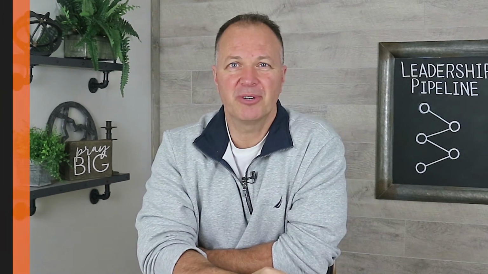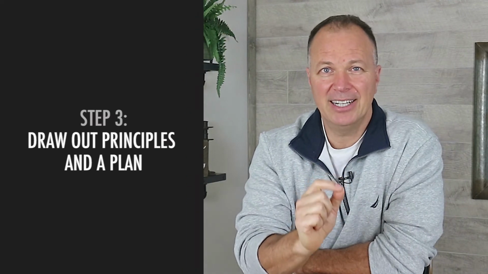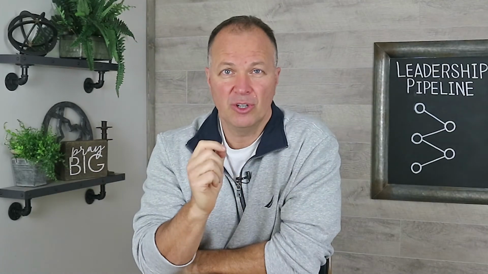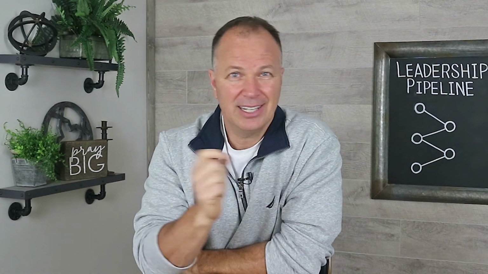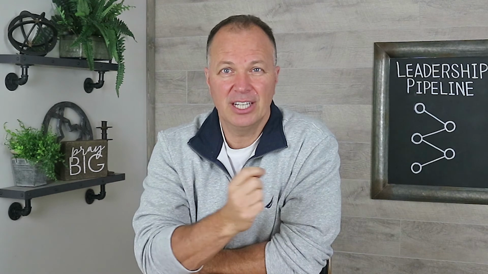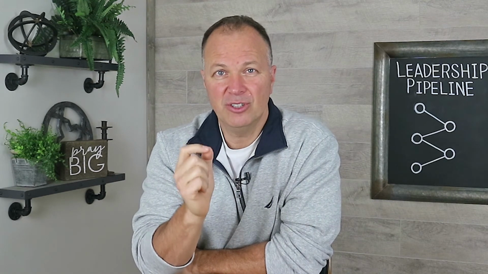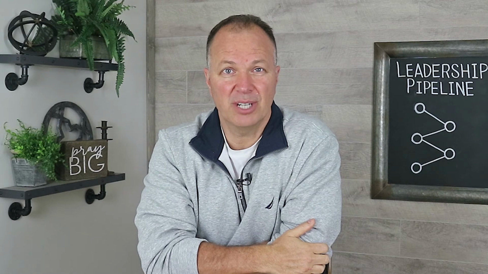Step number three is draw out principles and a plan. Draw out principles and a plan, okay? You've acknowledged their struggle. You've asked exploratory questions. You see them thinking at a deeper level. And now you want to drive their thinking to specific leadership principles and a specific plan of action. Principles and plan, that's the outcome. That's what you're trying to get to, okay? So you're going to ask them, what leadership principles can you learn or extract from this situation? And literally write those things down. And then you're going to ask them, what next steps do you need to take to grow through this situation?